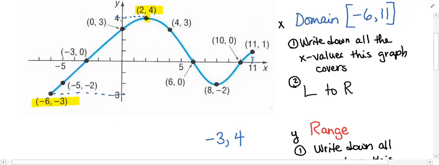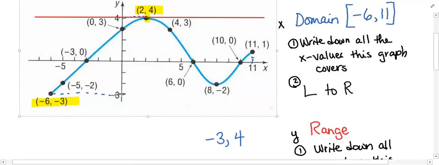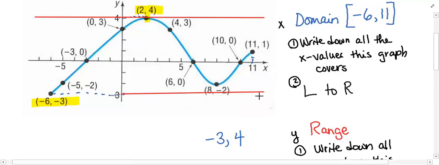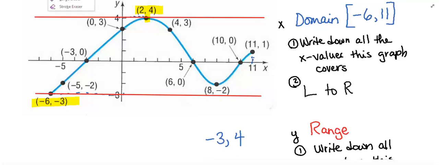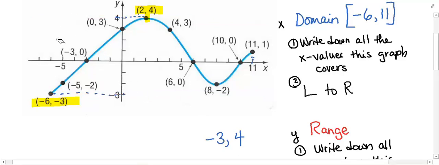You can think of it like this: say you had a horizontal line right here through y equals 4, and then another horizontal line down here through y equals -3. The entire graph is sandwiched between these two y values. That's what range tells us. All right, we're almost there. We've got the numbers that the y values go between. Now we need the endpoints.